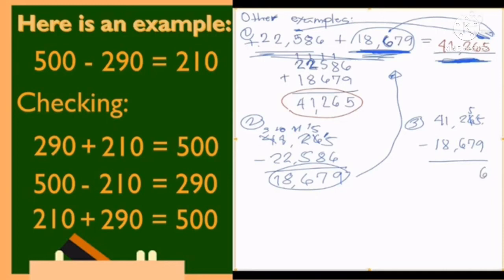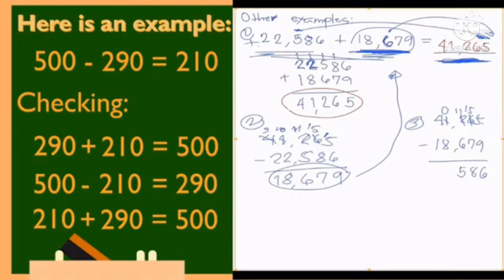Very good. 5 minus 7 cannot again, right? So we will borrow from 2, and then 2 will become 1. 5 will become 15. Okay? 15 minus 7, that is 8. Good job. 1 minus 6 we have cannot again. So we will borrow from 1. 1 will become 0, and the other one will become 11. Right? Okay. What is 11 minus 6? 5. Good job.